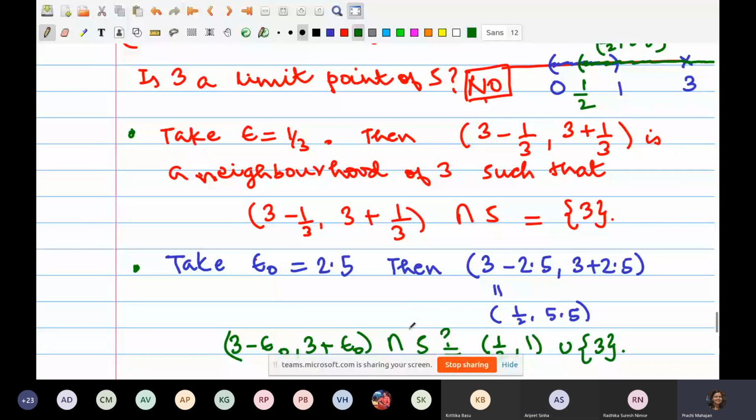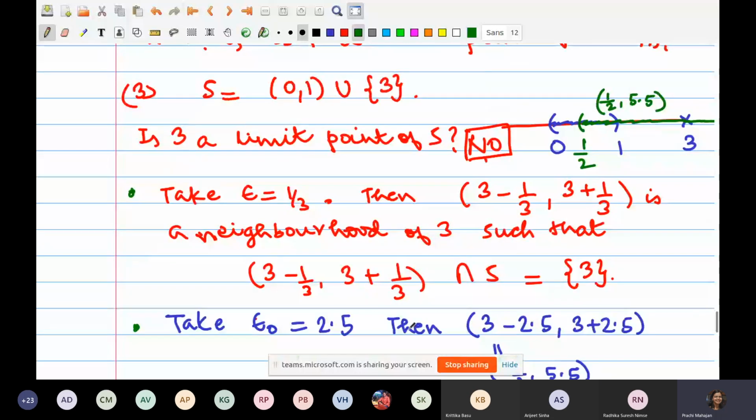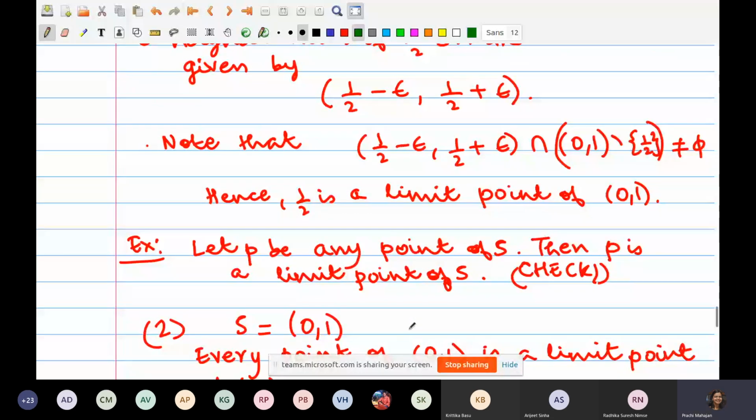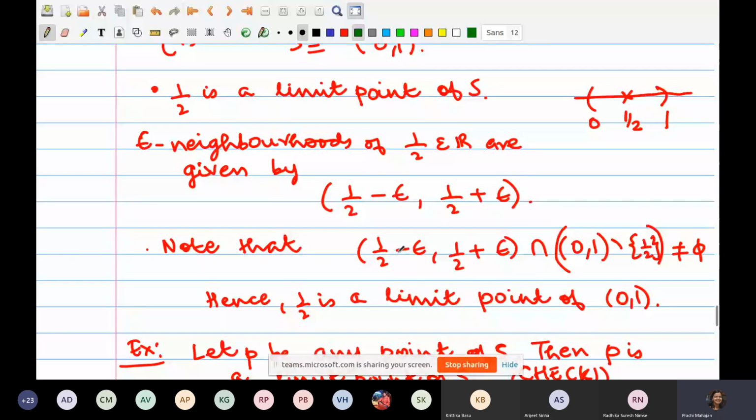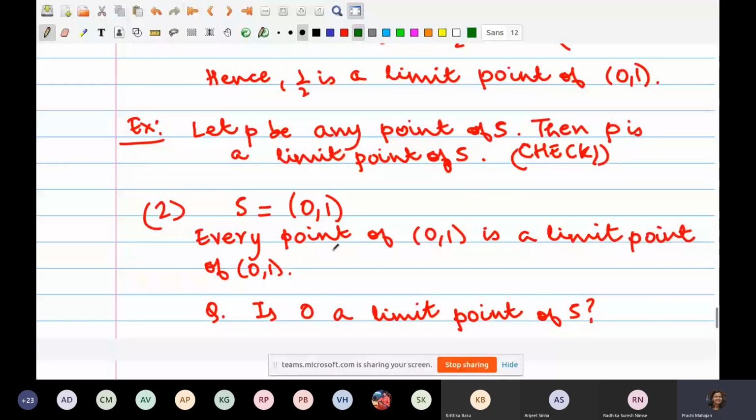I think my time is already up, but I will just highlight that for the limit point P, P is a point in X. P may or may not belong to S. For example, in this example too, we showed that 0 is a limit point of S, but 0 does not belong to S. So a limit point may or may not belong to S. That is something to be kept in mind.